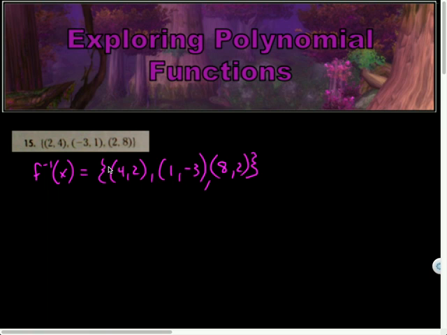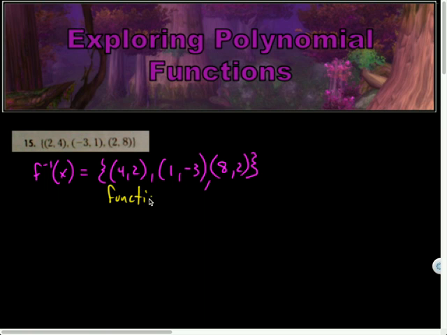So if I input 4, is there any confusion as to what the output would be? No, everyone would say 2, right? If I input 1, everyone would say negative 3. If I input 8, everyone would say 2. And it's okay to have an output repeat, but I can't have a single input give 2 different outputs, which is what happened in the original. So this is a function.